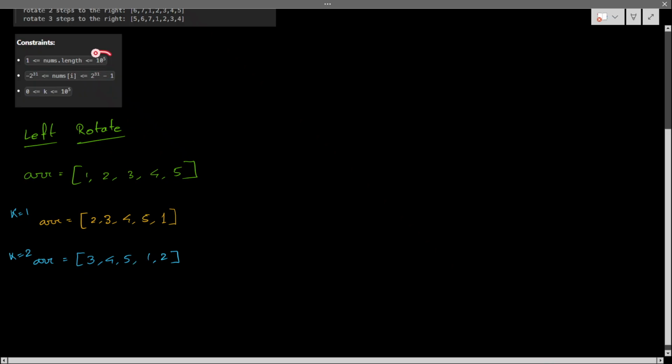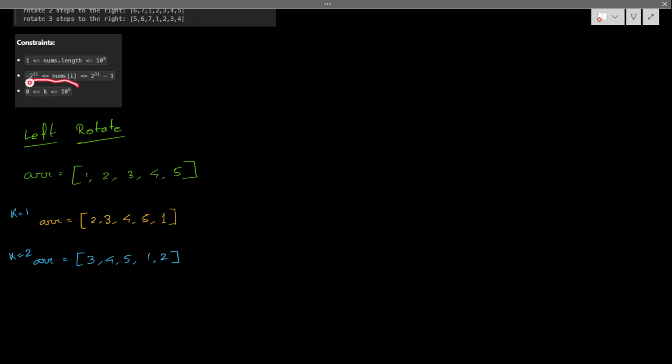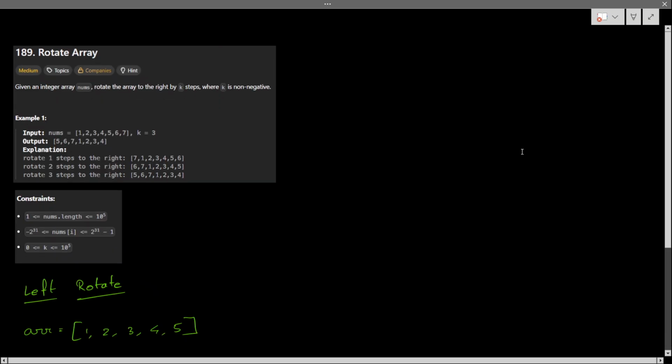Okay, I forgot to mention the constraints. The constraint is 10 to the power 5, and k is also up to 10 to the power 5. But don't think k equals the length of nums. Why am I saying that? See this one.